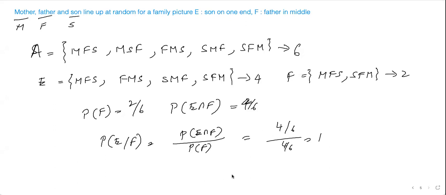So let us make a correction here. So this is 2 by 6 and 2 by 6, which is equal to 1.